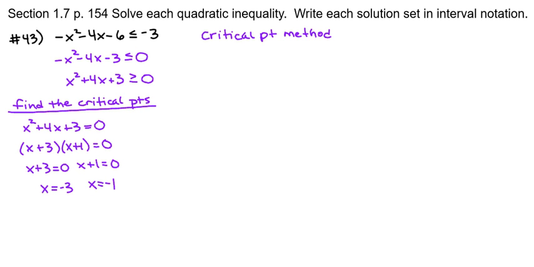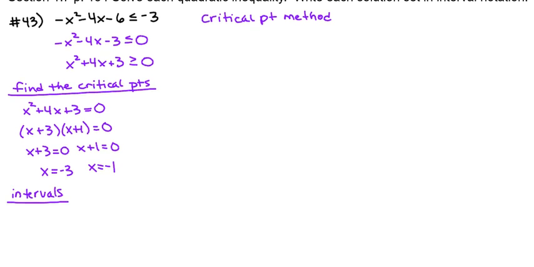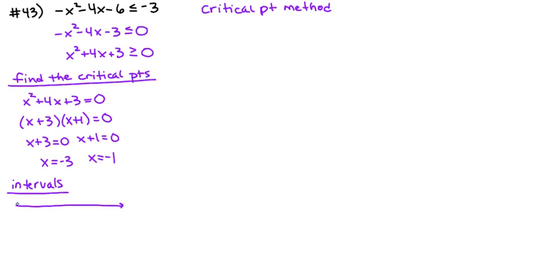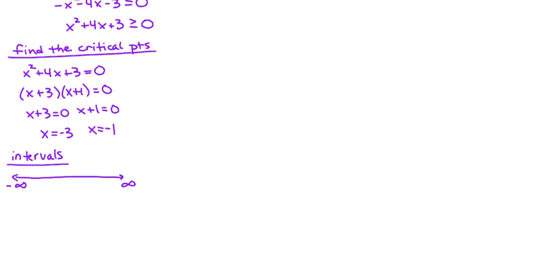Why do you need the critical points? Because you're going to use those to divide the number line into intervals. You can draw a number line if you'd like, such as, we're starting at -infinity and we're going to infinity. And we have a break at -3 and a break at -1. You split the number line where you have your critical points. So that means we have the intervals -infinity to -3, -3 to -1, and -1 to infinity.